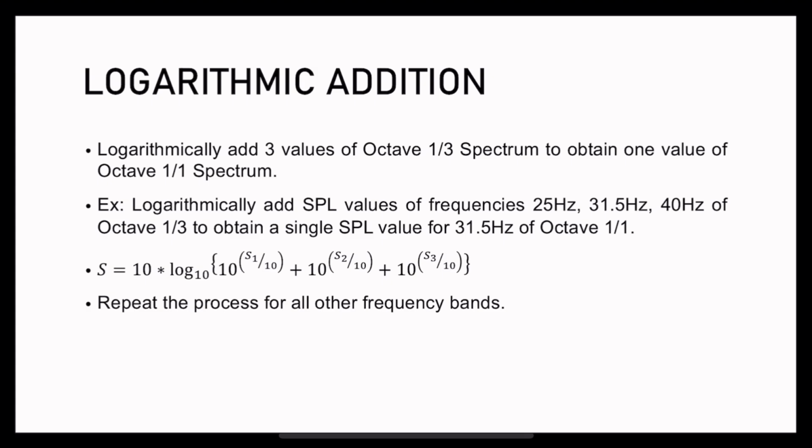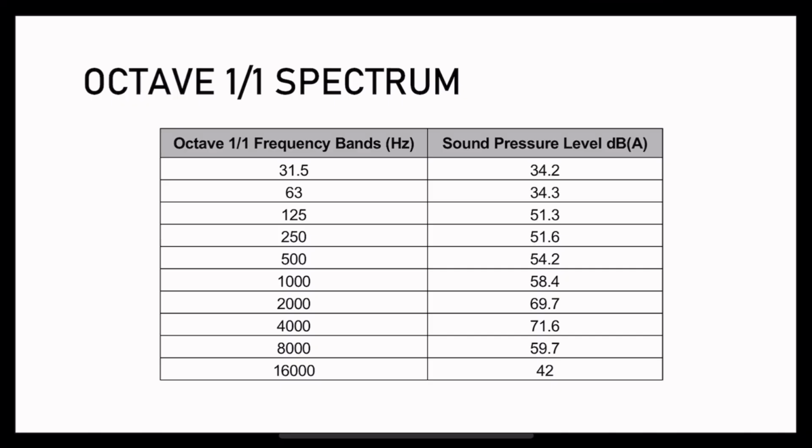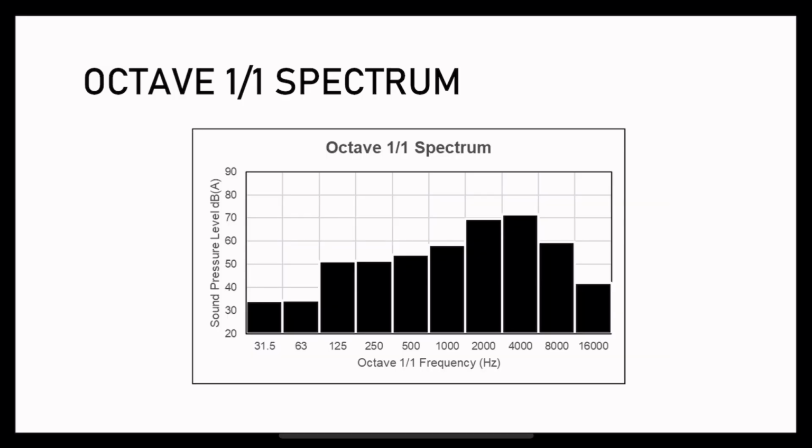Now the same process can be repeated for each of those groups of frequency bands. After the logarithmic addition, we have the sound pressure level values for each of the octave 1/1 frequency bands from 31.5 to 16,000, which we can plot on a graph and view the octave 1/1 spectrum, which was calculated from the octave 1/3 spectrum. You can repeat this process for higher resolution octave bands as well, such as 1/6, 1/12, 1/24. The only difference is the calculation time is going to increase a lot because in this case, we just added 3 bands to get 1 band, but in case of octave 1/6, you're going to add 6 bands to get 1 band, and so on and so forth.